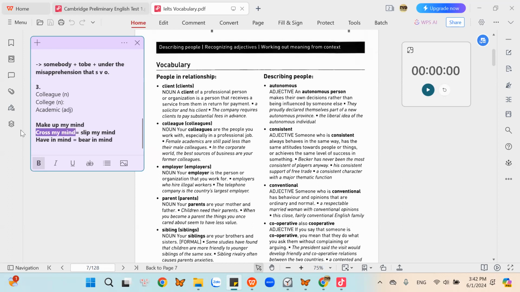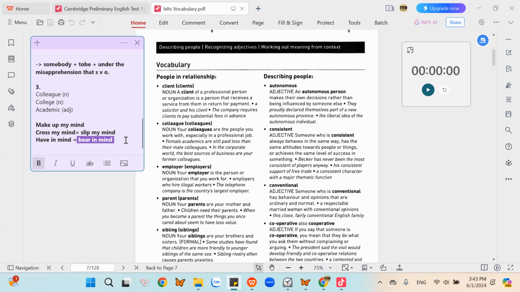Cross my mind. I am talking to you right now, and a thought, an idea just crosses my mind. And I have this idea already in my mind, and I try to transfer the idea to you in a situation-making context. I bear this situation in mind.